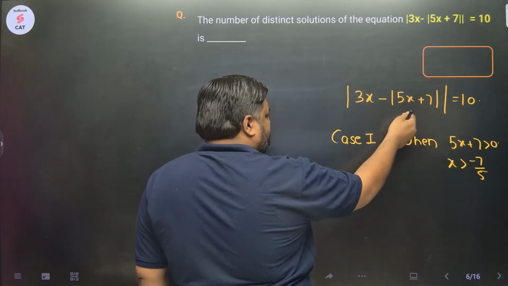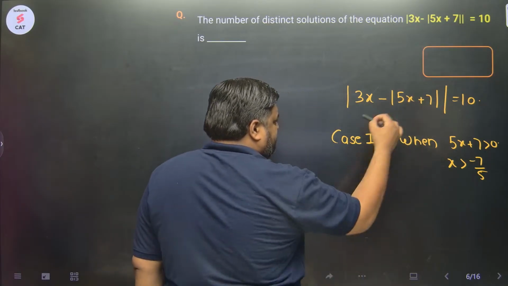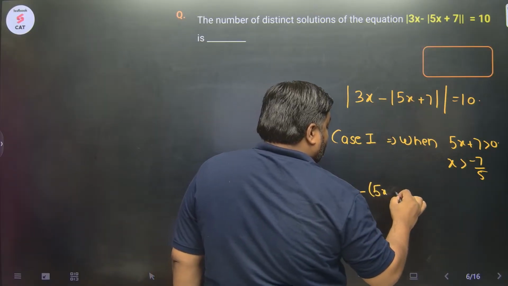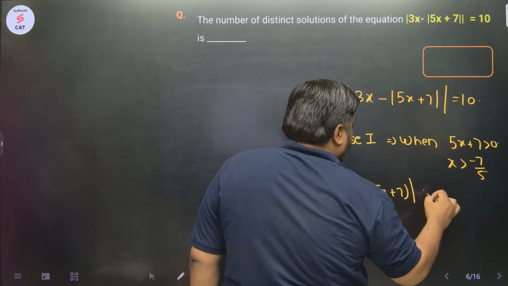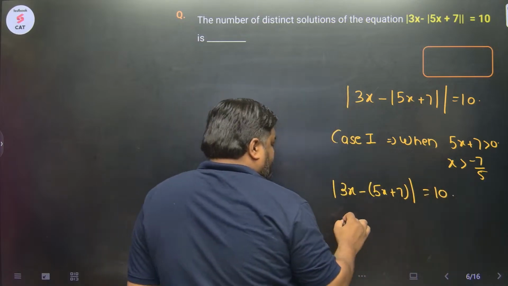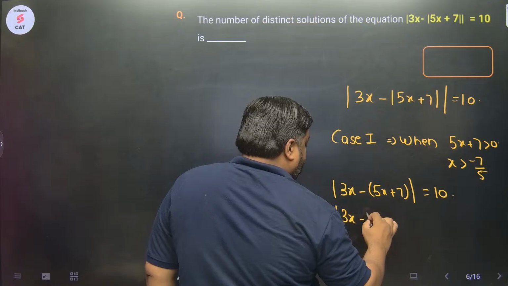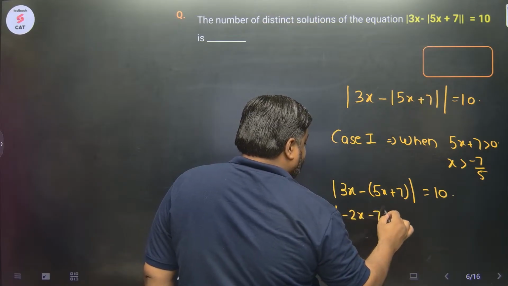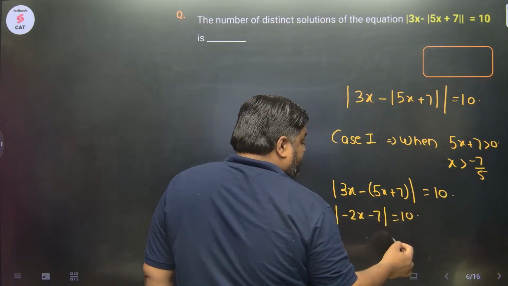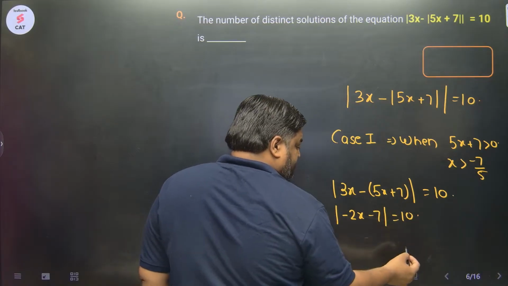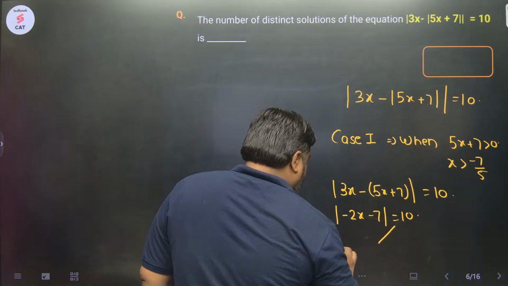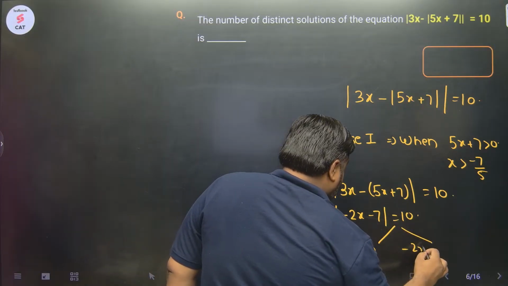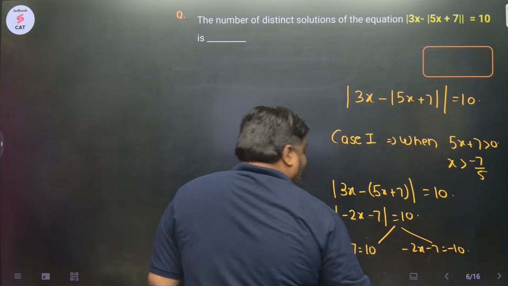So when it is greater than 0, mod अपन होगा, तो as it is open होगा, so that would be 3x minus |5x plus 7| equals 10. Okay, so this gives me 3x minus 5x. In fact, this would be minus 2x minus 7 is equal to 10. Has two possibilities. इसके दो possibilities है. First is minus 2x minus 7 is equal to 10. Second is minus 2x minus 7 is equal to minus 10.